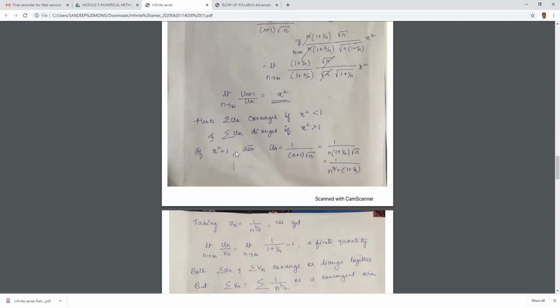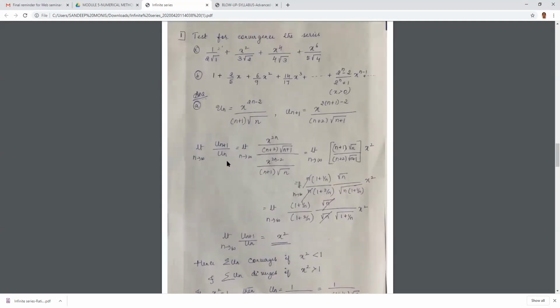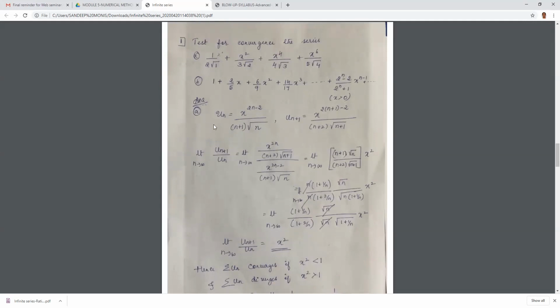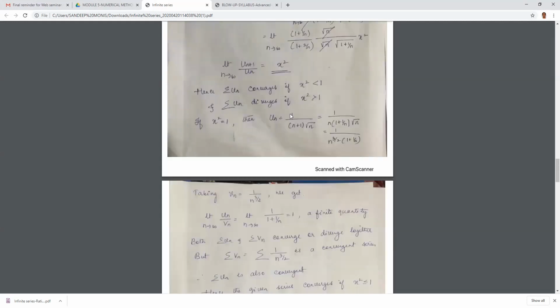So let me take x square equal to 1. When you take x square equal to 1, what will be un? See, when you put x as 1, you get 1 to the power anything, which is 1 only. So you will get un is equal to 1 by n plus 1 to the power root n. So I'll take out n: 1 plus 1 by n, to the power square root of n. So what is the total power of n? n to the power 1 and n to the power half, so n to the power 1 plus 1 and half. 1 and half means 3 by 2. So we cannot conclude anything, correct? Un equal to 1 by n to the power 3 by 2, 1 plus 1 by n.